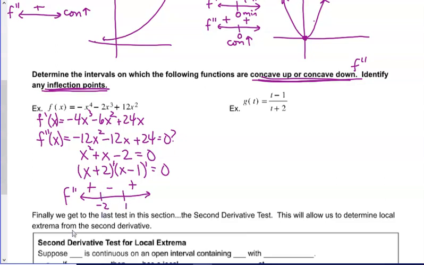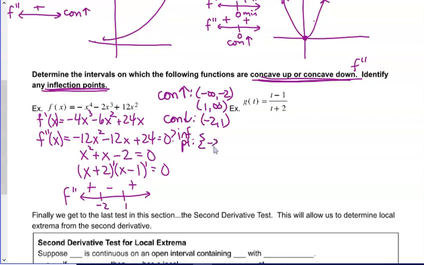Absolutely. I have two different sign changes here, so I do have inflection points at negative 2 and 1. So concave up will be from negative infinity to negative 2, and from 1 to infinity. Concave down is going to be from negative 2 to 1, and I have inflection points at negative 2 and 1. So that is the conclusion of that problem.